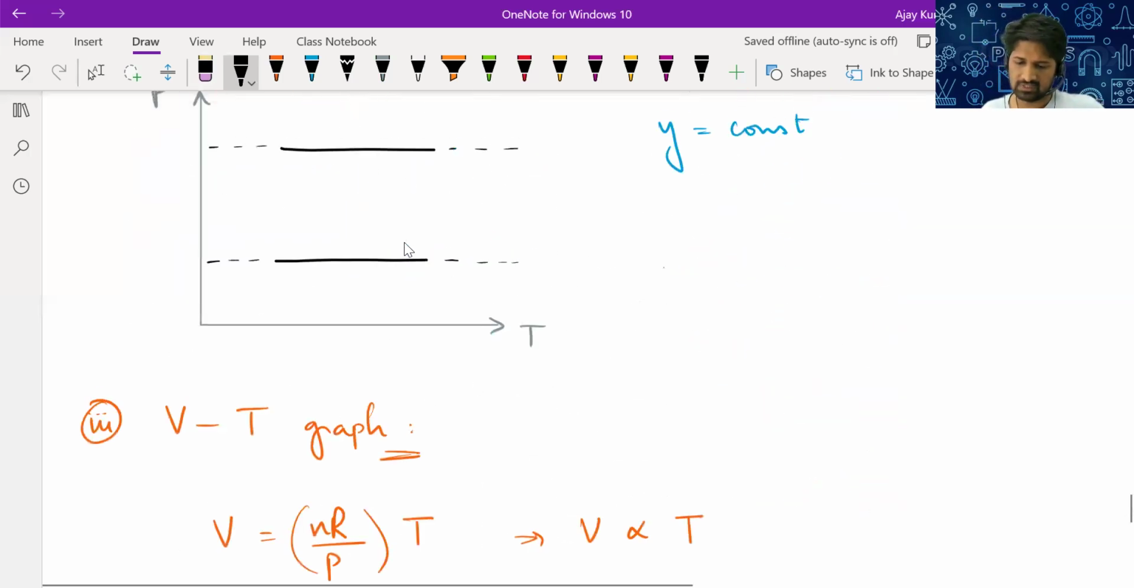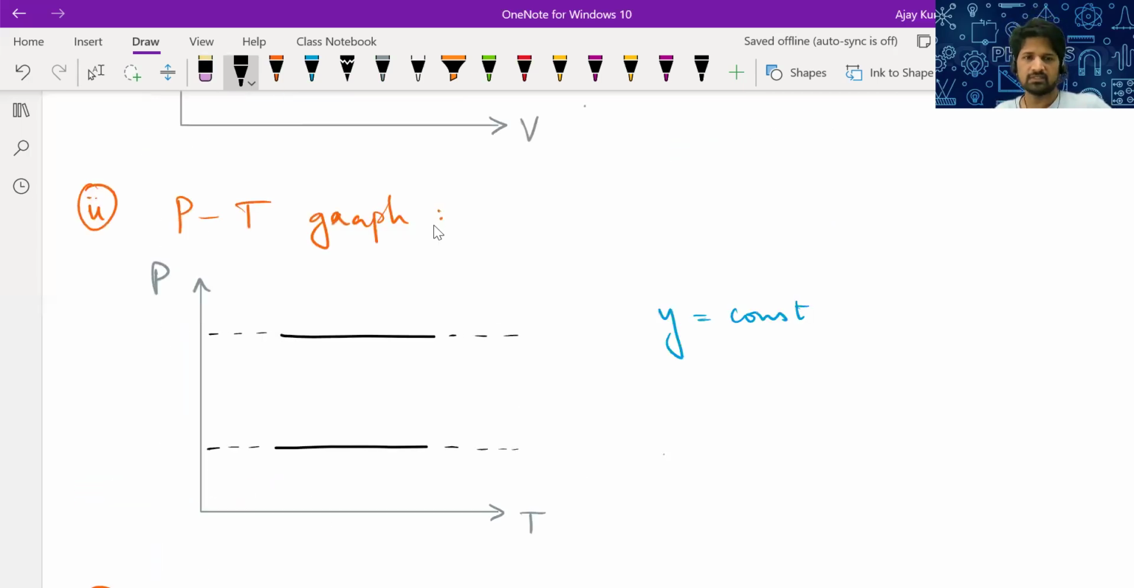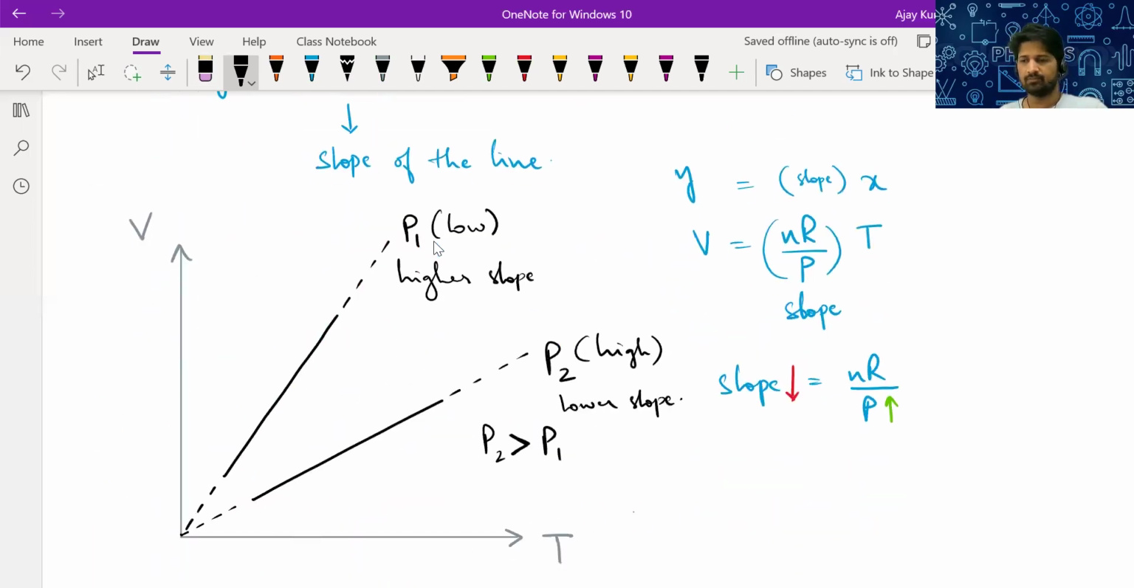Fine. So these are the process graphs for an isobaric process. PV graph: pressure remains constant, volume changes. It could increase, it could decrease depending on what you are doing with the gas. Pressure-temperature graph: pressure remains constant, temperature could increase or decrease. Volume-temperature: both change, and they change proportional to each other. So the graph will be a straight line passing through the origin.